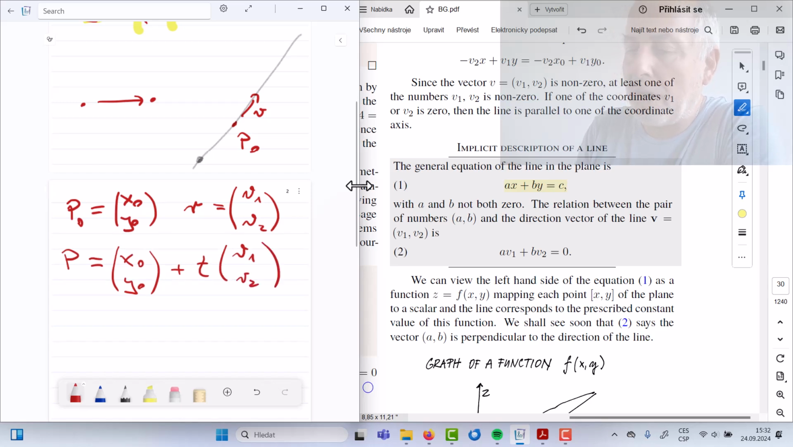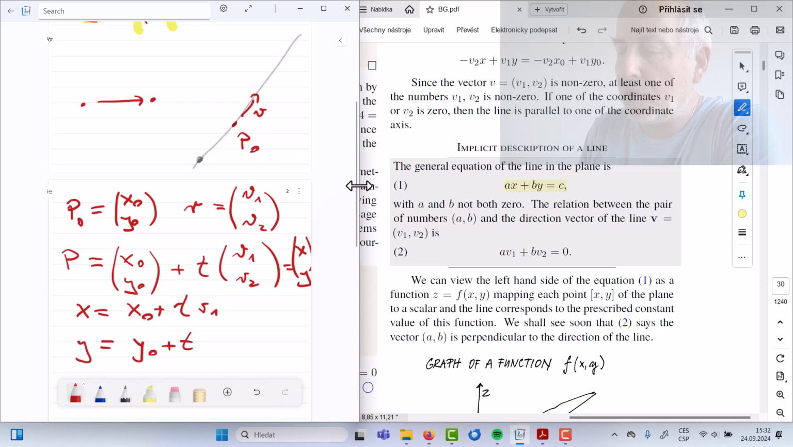So if I write this one as x, y, then I simply get the equations. X equals x0 plus t times v1, y equals y0 plus t times v2. And you know that these are fixed scalars. So we can eliminate the t. So t will be eliminated from here and here. And what I get is exactly this kind of equation, right?